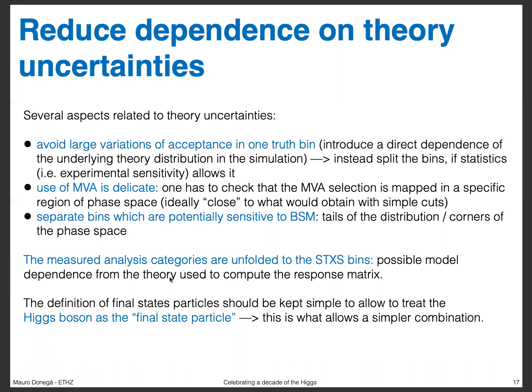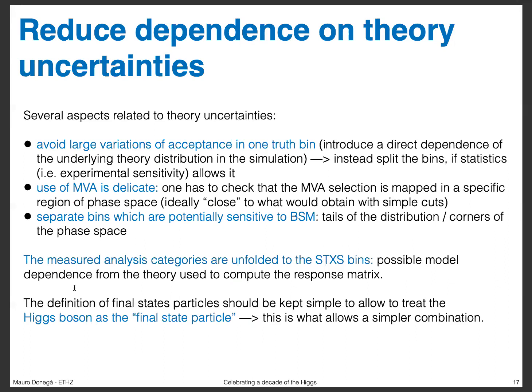And another thing you can do to reduce model dependence is separate out regions of the phase space where you would expect to see BSM. And typically these are the tails of the distributions at high pT, for instance, and other corners of the phase space. Then once you have the measured cross-section, you unfold them to the STXS bins. And of course, every time you use an unfolding procedure, you will introduce a model dependence that comes from the way you build up the response matrix, if you want, of your unfolding.